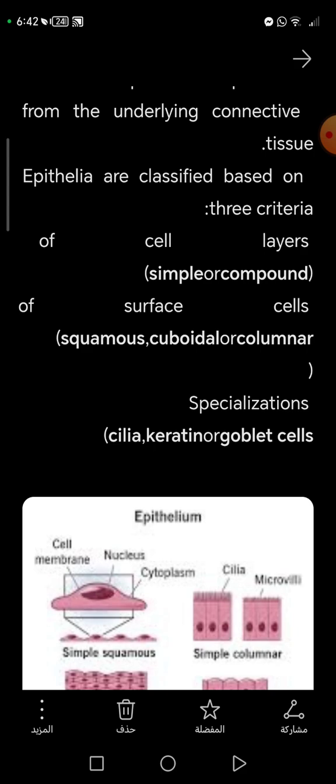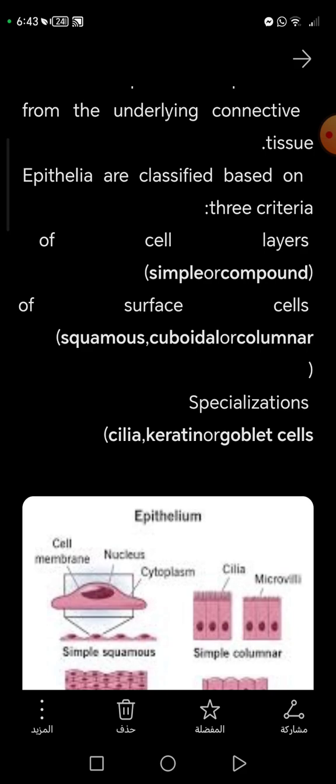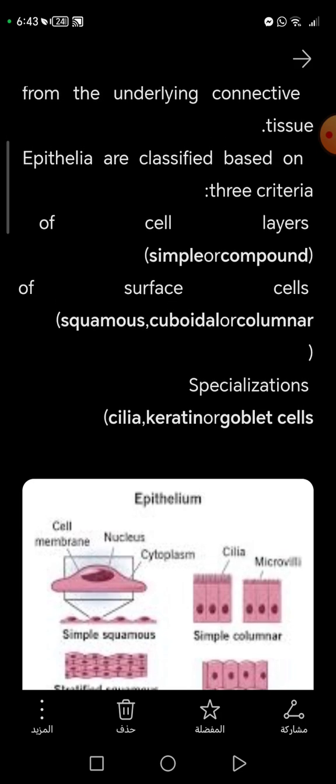Okay, we have some things that are specializations, meaning special cell types have those. For example, cilia, microvilli, keratin, or goblet cells. What's keratin? I'll explain keratinized epithelium in part 2. I'll explain the keratinized epithelial, cilia, microvilli and stereocilia in other videos. So we have some special types.